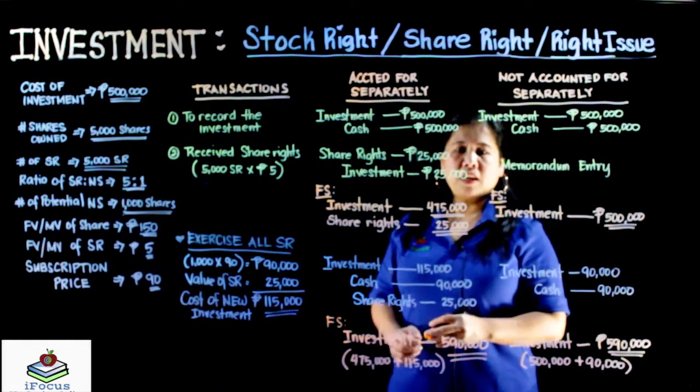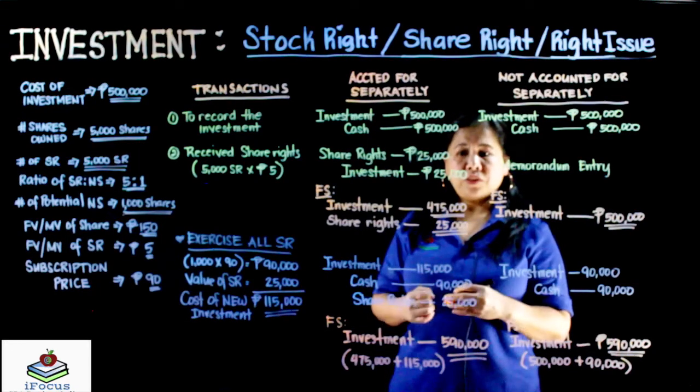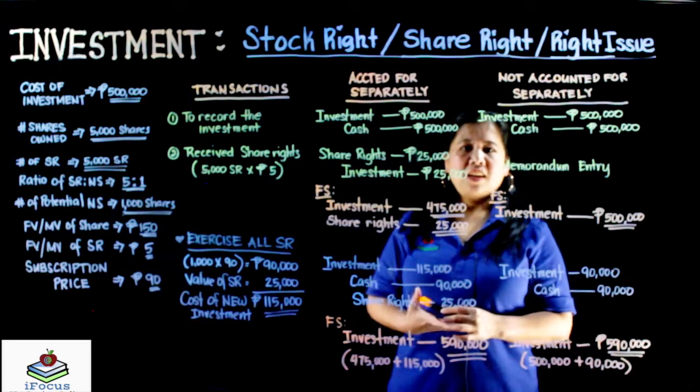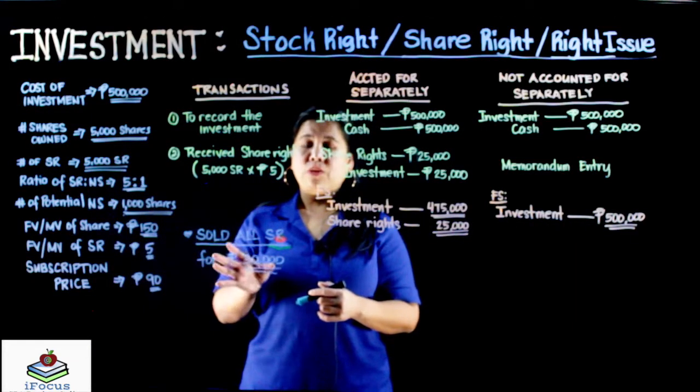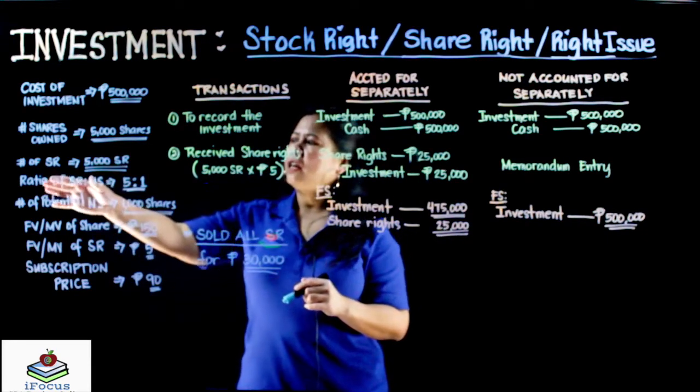Ang ginawa niya is ibinenta niya lahat ang kanyang stock rights. So, this is another scenario. So, paano natin yan i-account? Ganito yan. Let's say, for example, ibinenta niya ito ng 30,000. Itong lahat ng kanyang mga share rights.